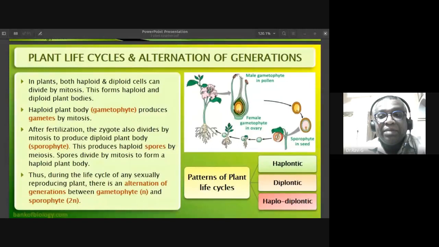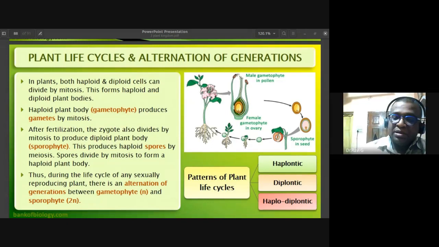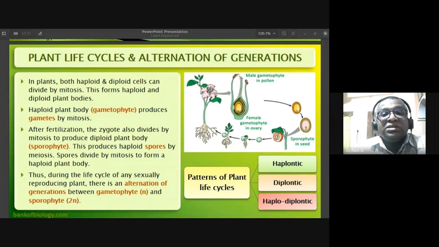Gametophytic plant bodies are all haploid, n, and sporophytic plant bodies are all 2n. You have to remember. But the sporophyte, even though it is diploid, produces haploid spores by meiosis. The gametophyte produces haploid gametes by mitosis. After fertilization, the zygote is diploid, and it develops to form the sporophyte. The diploid sporophyte produces haploid spores, and these haploid spores develop to form male gametophyte and female gametophyte plants.